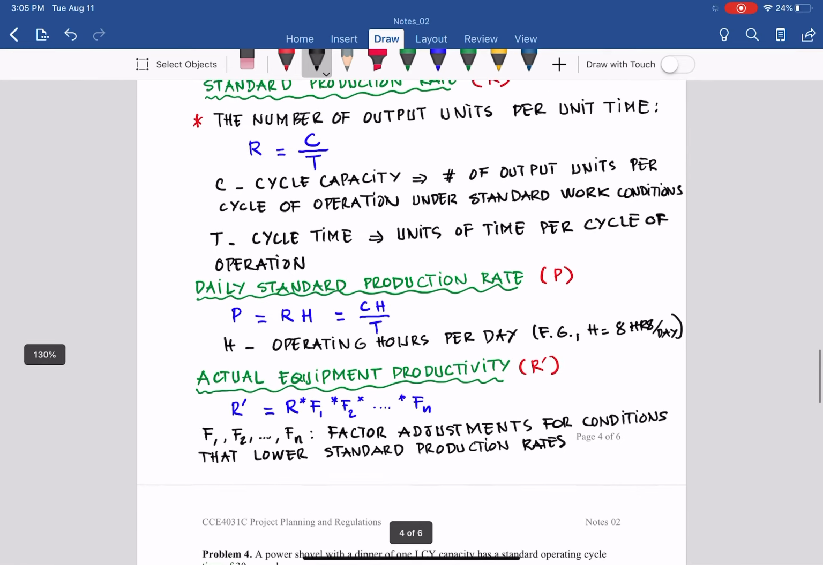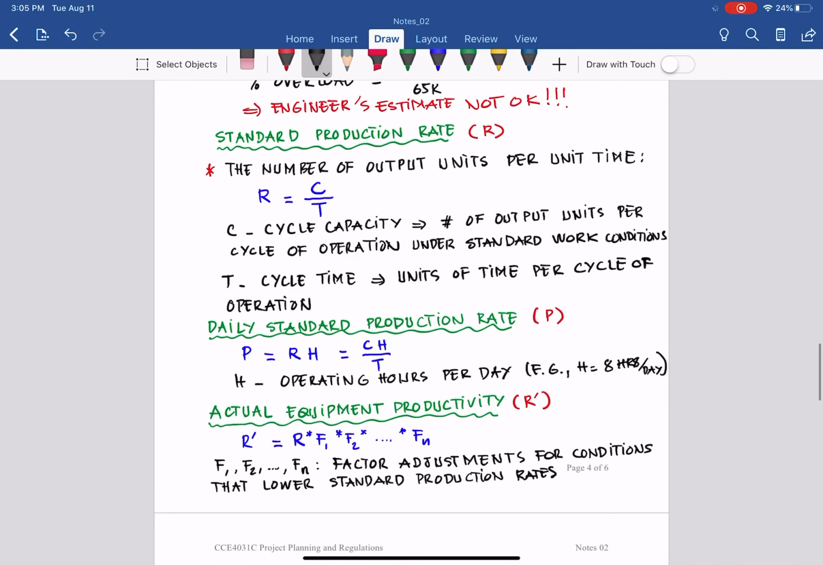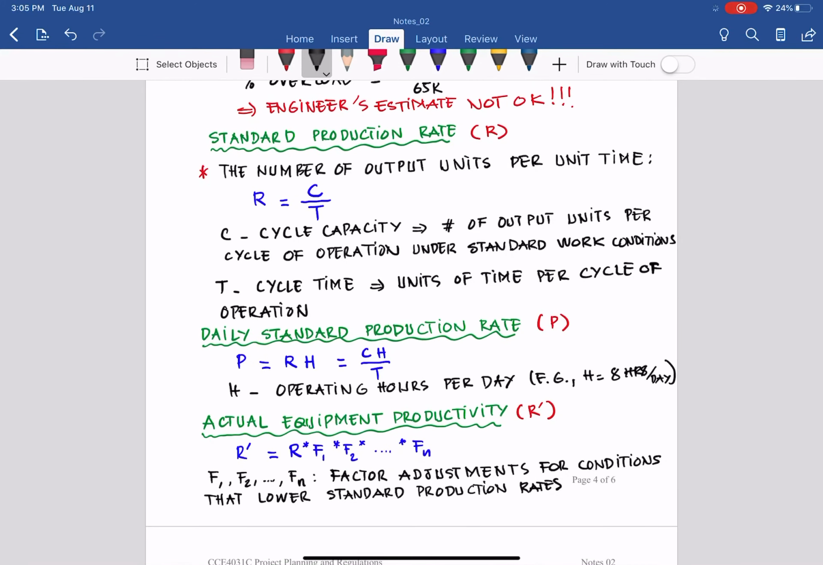So that is the concept for the machines, where we introduced standard production rate, daily standard production rate, and actual equipment productivity. In the next video, we will apply this concept in solving problems 4 and 5.